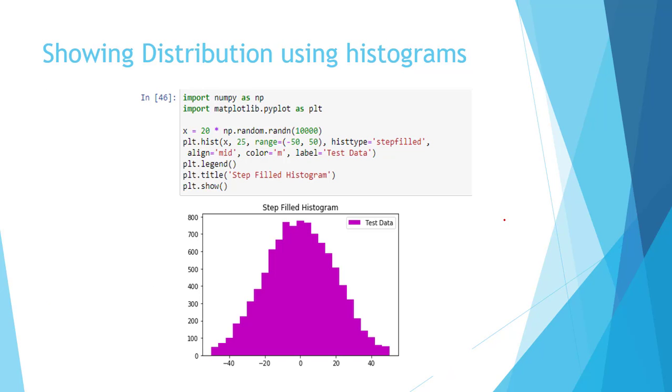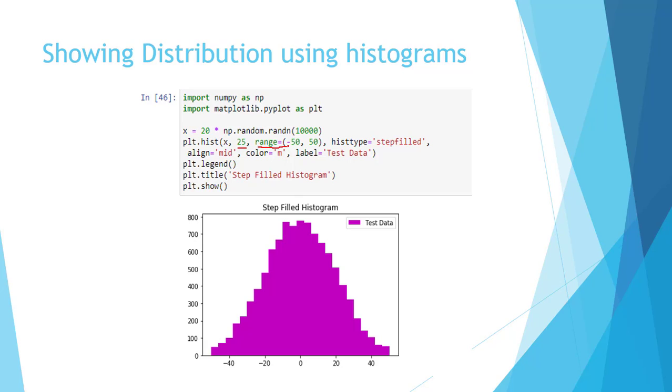So this is an example of a histogram. For the values of x, we have imported the numpy library as np, and then used the random function of numpy, np.random.rand, and randomly generated 10,000 values and assigned them to x. After that, we have called the plt.hist function and given the x value to the hist function. After that we specify the number of bins. Here we have given 25 as the number of bins on the histogram.